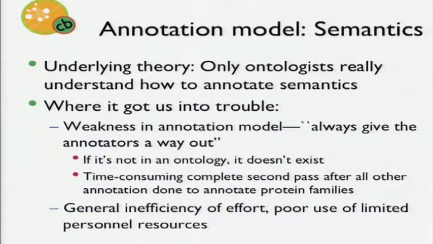So one was a weakness in the general annotation model. One of the principles here was if it's not in an ontology, it doesn't exist. And this is a problem. One of the basic principles of doing annotation is you always need to give the annotators a way out. If there's something that they think they should be annotating, but they're not quite sure what they should do with that, you need to give them a way to mark that up so that you can figure out how to integrate that into your general annotation schema.